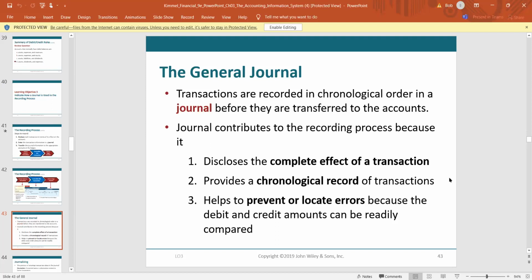So the journal contributes to the recording process. It discloses the complete effect of a transaction. There's your chronological listing, helps to prevent or locate errors.